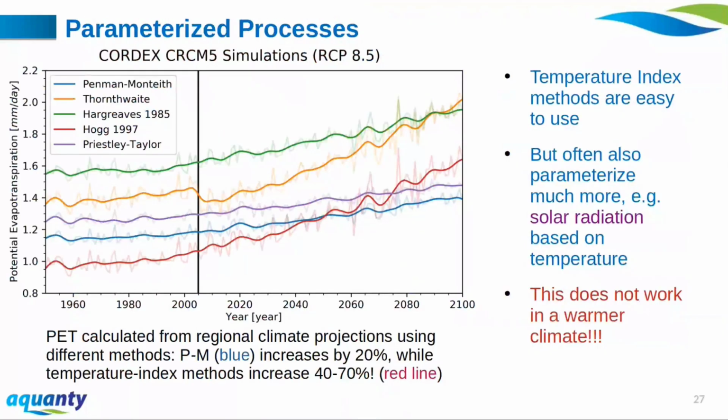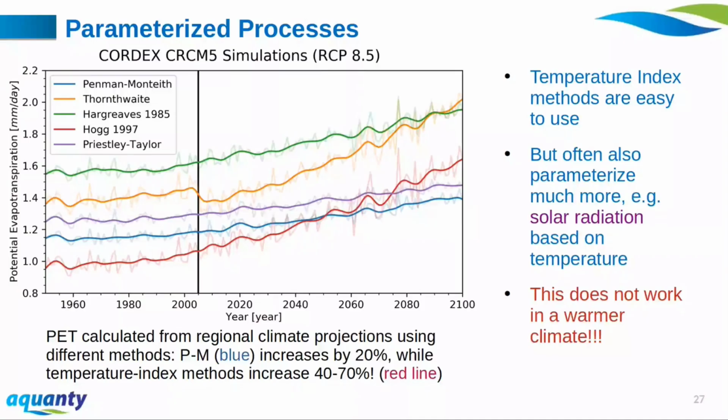There are similar approaches for PET, to approximate PET just based on temperature. This is just a very simple calculation I've done for, I think, some area in Alberta. I've taken data from the Canadian Regional Climate Model in this case, computed PET from it from 1950 to 2100, and this is the result.